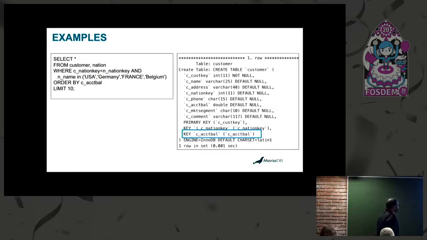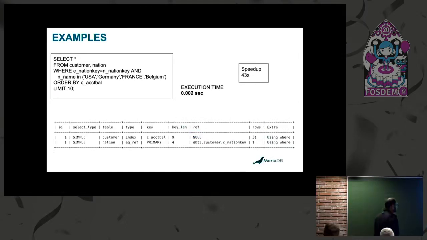Also, here is another query with the DBT3 dataset which I created here. Again, the execution, which was picking a temporary table plus file sort earlier, is now picking an index to do the join execution and shortcutting the join execution as soon as the limit records are reached, and again providing a significant speed up.